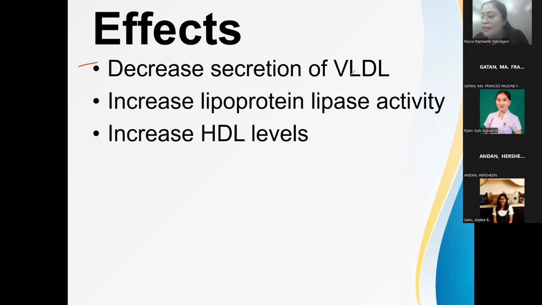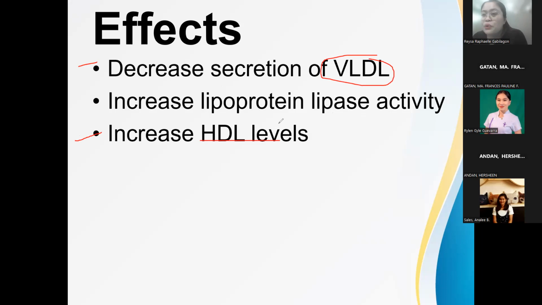So VLDL is, again, very low density lipoprotein. So kasama ito ni LDL na considered sila as not really a good cholesterol. So ito yung isa sa magde-deposit and magiging atherosclerotic plaque. And saan marirelease si VLDL? Doon sa liver natin. Okay? But another good thing about our fibrates is mag-increase yung HDL levels.